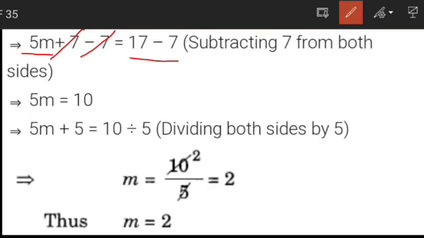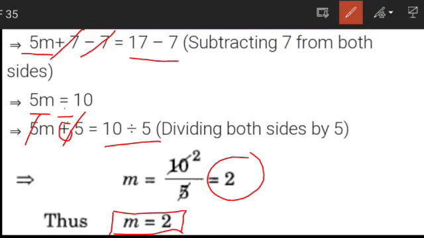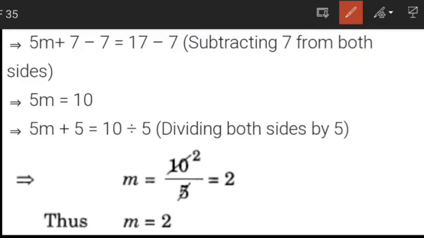So after this you have 5m. As you can see, 5m is in multiplication form, so we are going to use the opposite of multiplication 5, dividing 5 on both the sides. While dividing, as you can see, this is a wrong sign. Here actually the division sign will come. So dividing 5, this 5 and this 5 will get cancelled. After dividing 10 by 5, you get the answer 2, and the final answer for m's value is 2. I hope students you followed this.